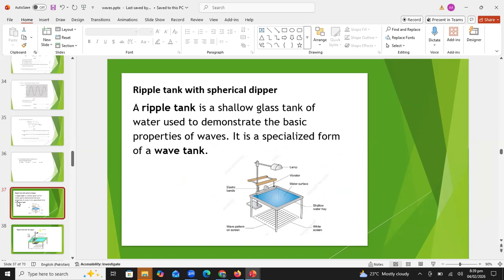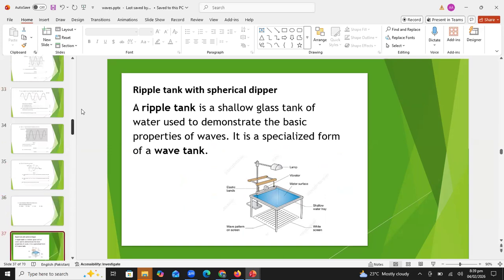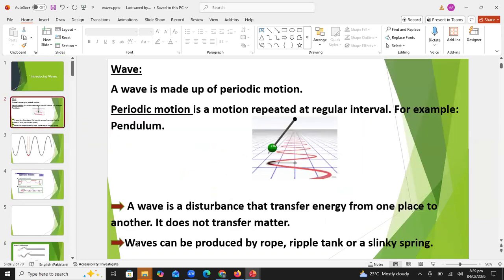All right. देखिए बेटा, in the starting of this chapter, I told you we can generate the wave with three different instruments. Do you remember, student? Let me show you the first slide. I told you in the first slide that wave can be produced by rope, by ripple tank or by slinky spring. So I told you we can generate the longitudinal wave with the help of slinky spring. We can generate the transverse wave with the help of the rope. Now students, we are going to study the third instrument, that is ripple tank.